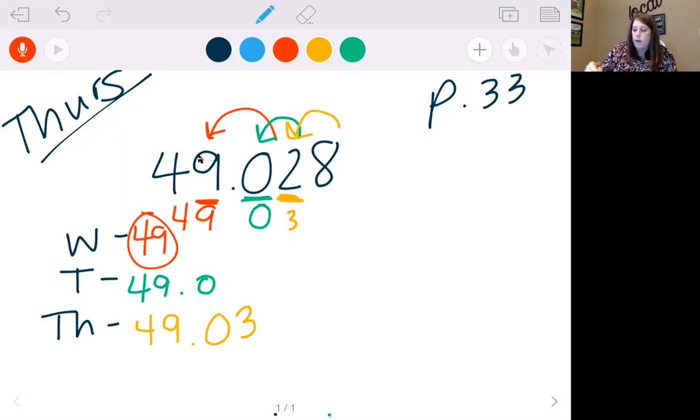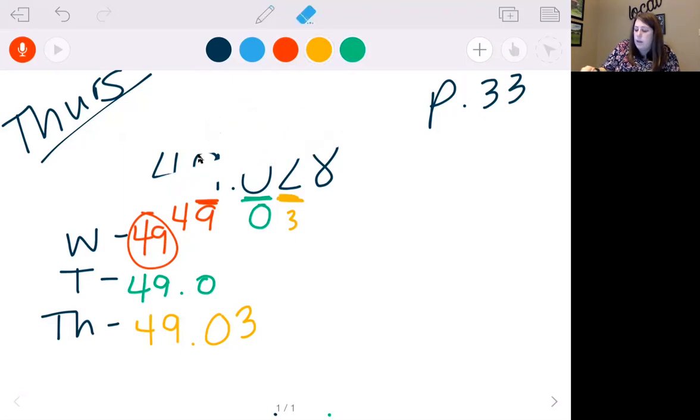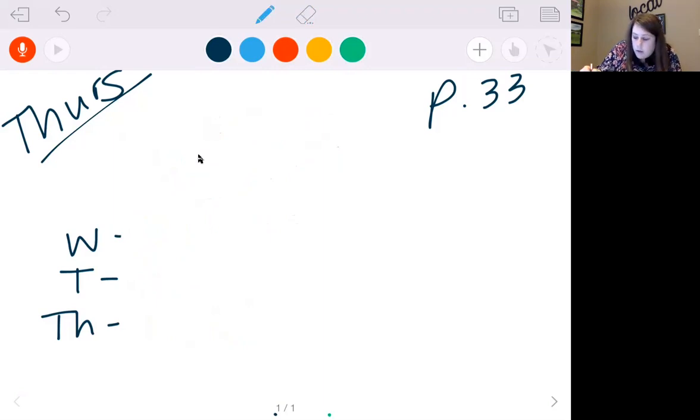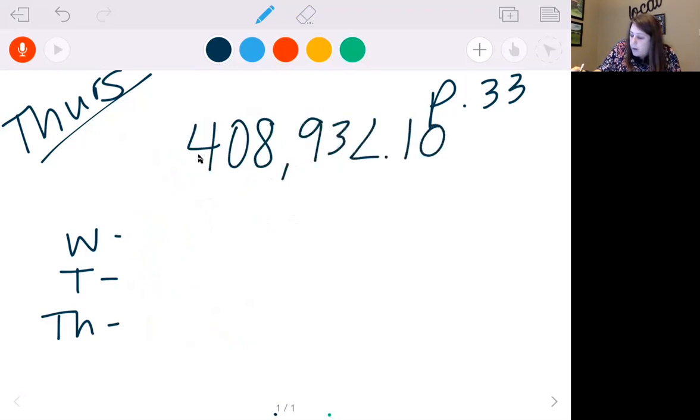So I'm going to erase this and let's do another one like this, and then I'll show you one with money. If you just remember your rules, it should be pretty simple. Okay, so let's do 408,932 and 109 thousandths. Okay, this is a big one. Everything over here really doesn't even matter, because if we're rounding to the nearest whole number, that's the one we're looking at. So let's look at our tenths place.